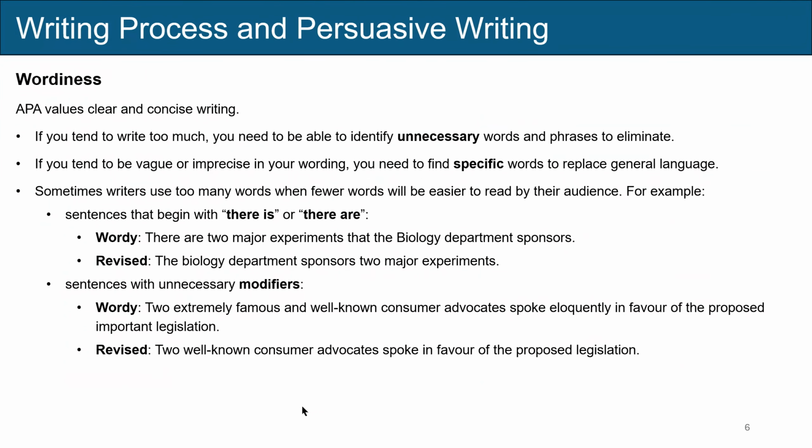Now, a big thing in APA is clear and concise writing. If you tend to overwrite, you might be helped by being able to look for words that aren't really adding anything to your arguments or to the points you are trying to make. Sometimes you can use AI tools to help you identify any information or words or phrases that aren't necessary for making your point. Again, AI should not write for you, but it can help you review your writing.